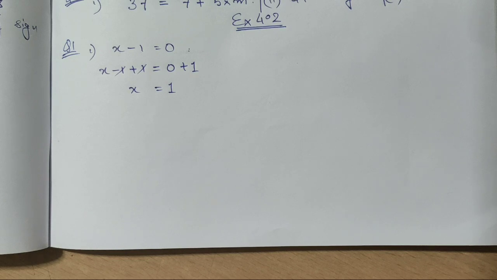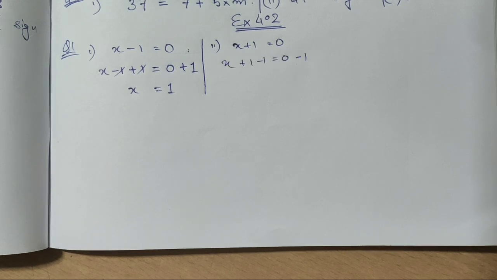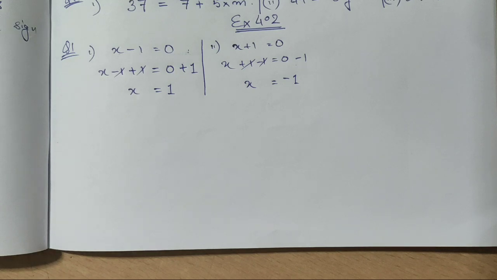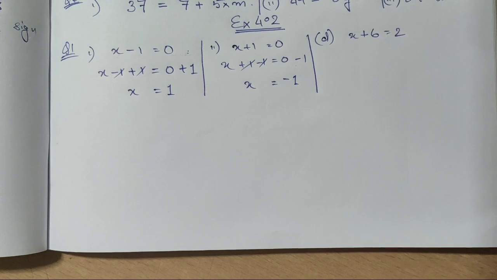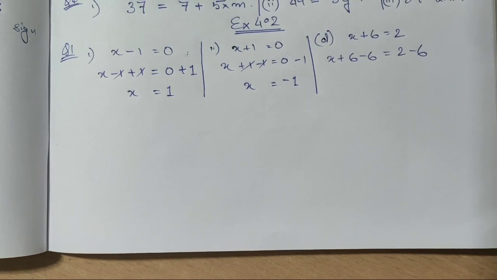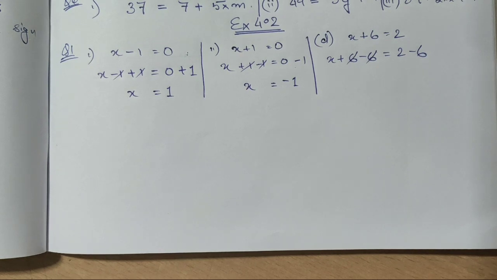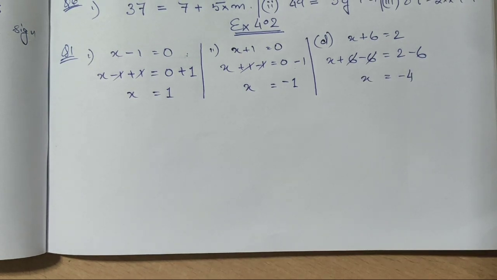So similarly we can do the rest of the question. Like in the second part, we need to separate x from 1. So for that we have to subtract 1 from this, and we will do the same in the RHS also. So we will find x is equal to minus 1. Next, taking d as example, we will do the same method and find that 6 is to be subtracted from both the sides and x will be equal to minus 4. Understood? So this is how we can do all the questions. So tell me, students, what is the answer for G?